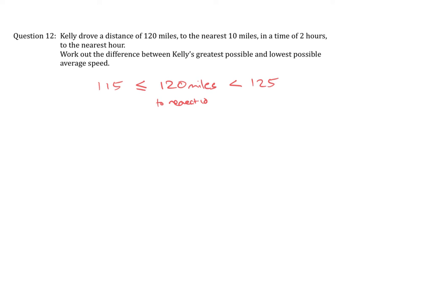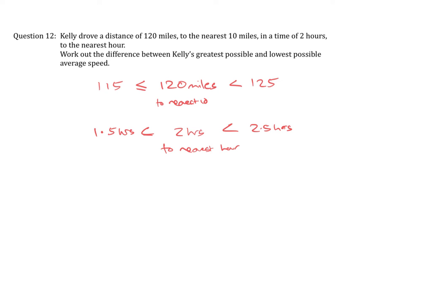And then for the 2 hours, this is to the nearest hour. So I halve that hour to make it half an hour. So my lower bound will be 1.5 hours, and my upper bound will be 2.5 hours. Again, anything above 2.5 hours would have rounded up to 3. Anything below 1.5 hours would have rounded down to 1. So these are my limits. Now, how do I use them?